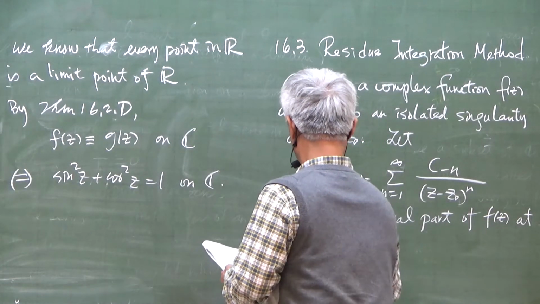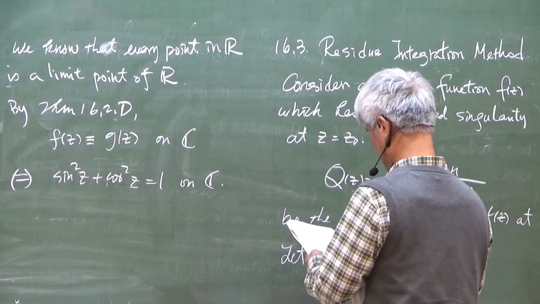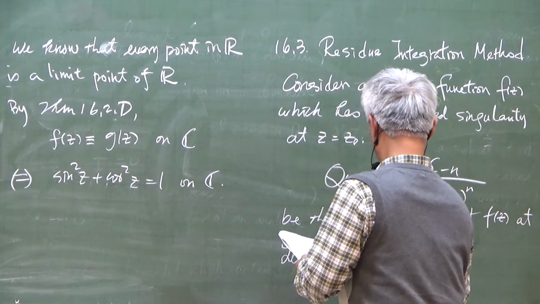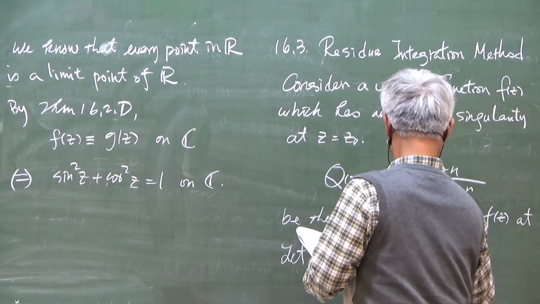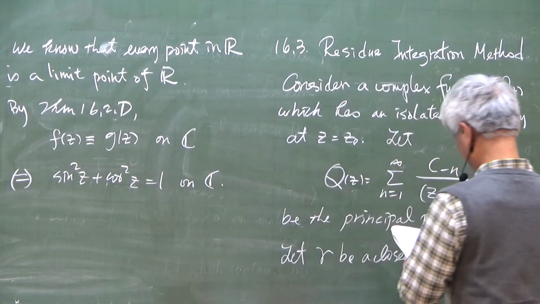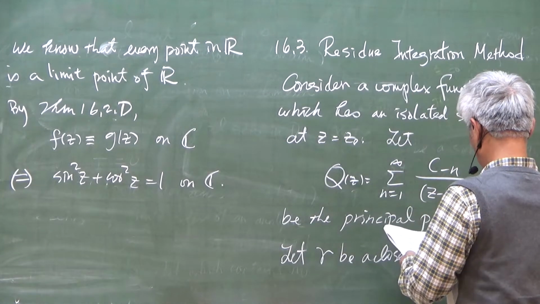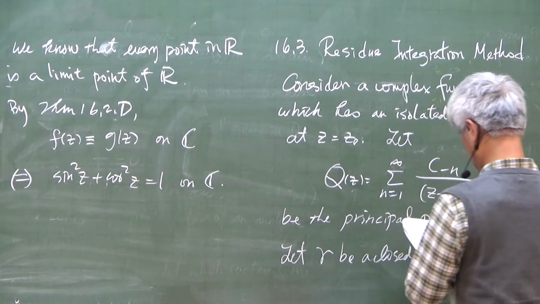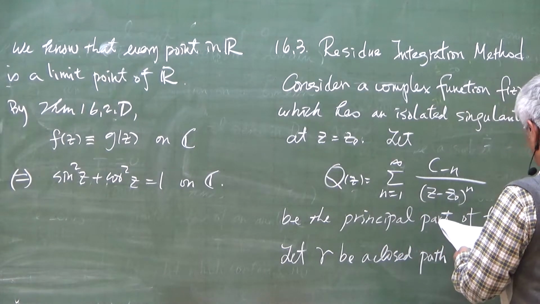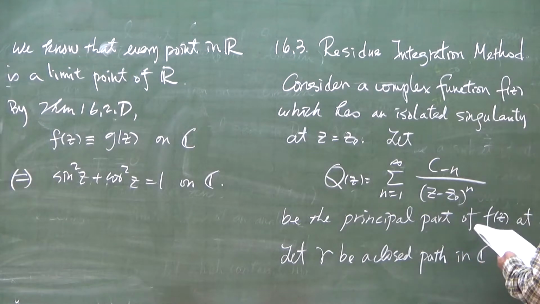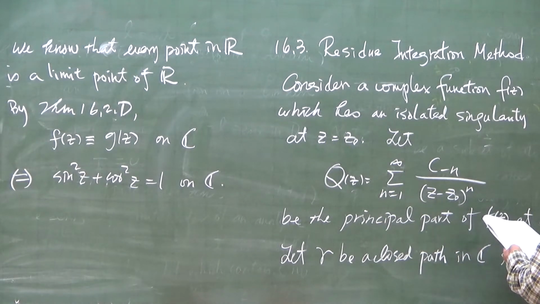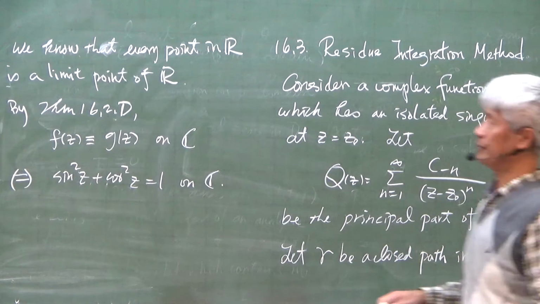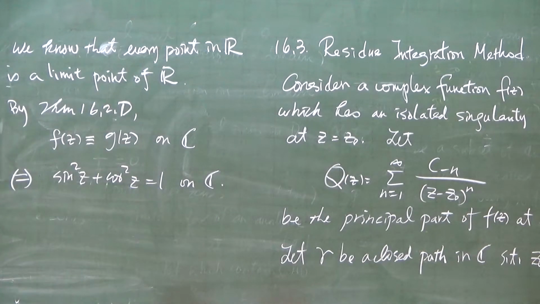Now, we let gamma be a closed path in C, such that this singularity is not contained in the image of the closed path. Okay? So now we have this situation.